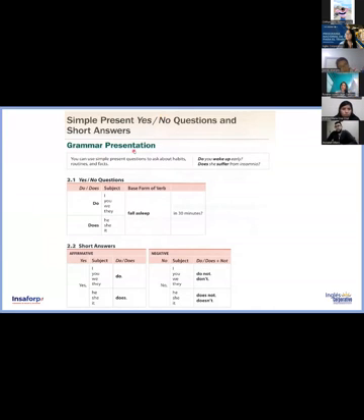So we have the structure. Al principio vamos a escribir el do o el does. En caso del do, vamos a utilizar con I, you, we, they. Y vamos a agregar el verbo, hacer complemento y el question mark. En el caso de he, she, or it, vamos a utilizar el does, el verbo, and the complement.